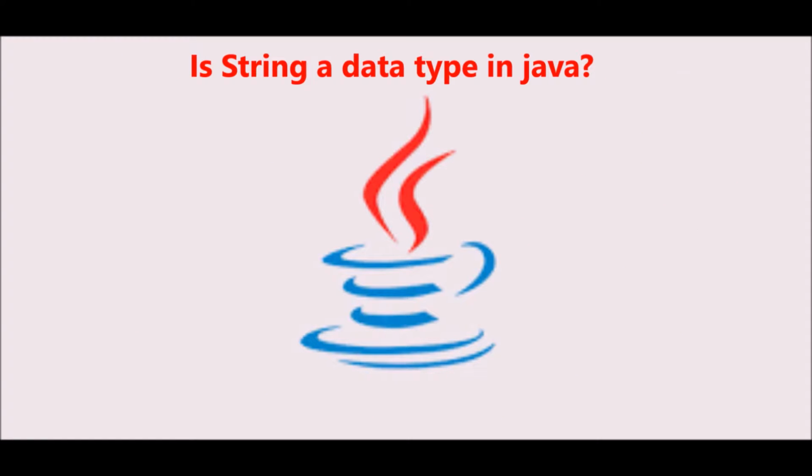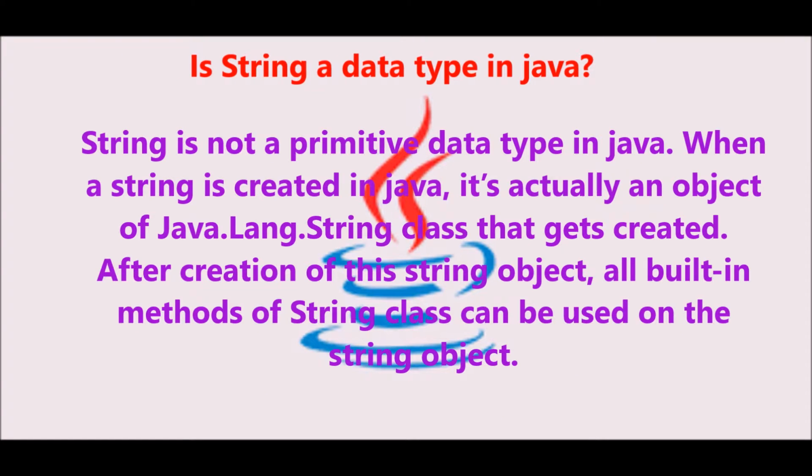Is string a data type in Java? String is not a primitive data type in Java. When a string is created in Java, it's actually an object of the java.lang.String class that gets created. After creation of this string object, all built-in methods of the String class can be used on the string object.